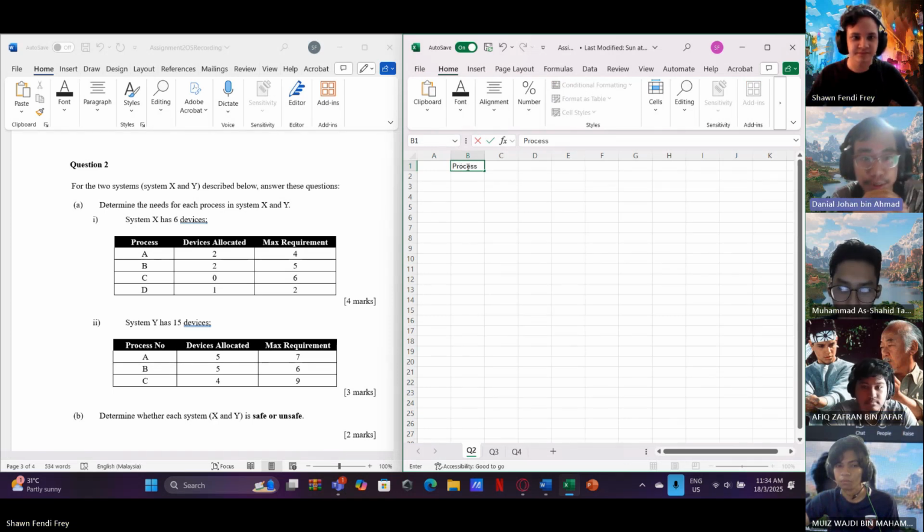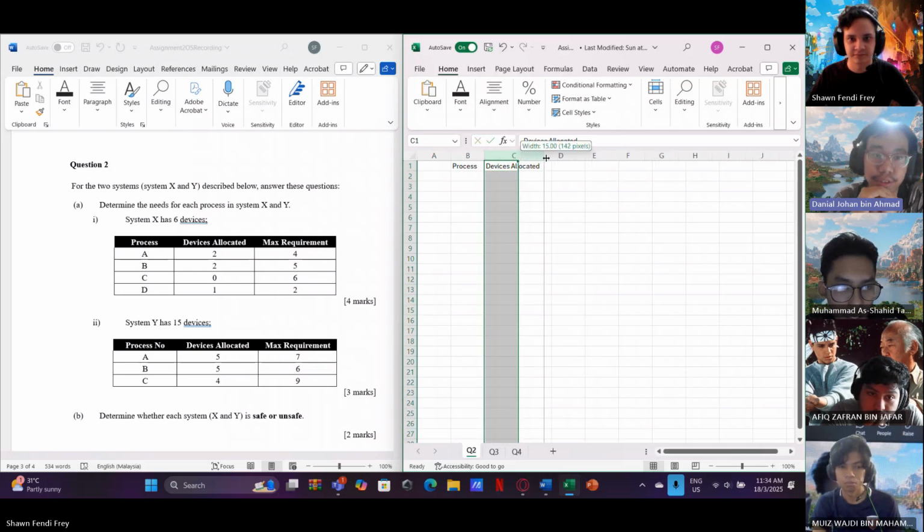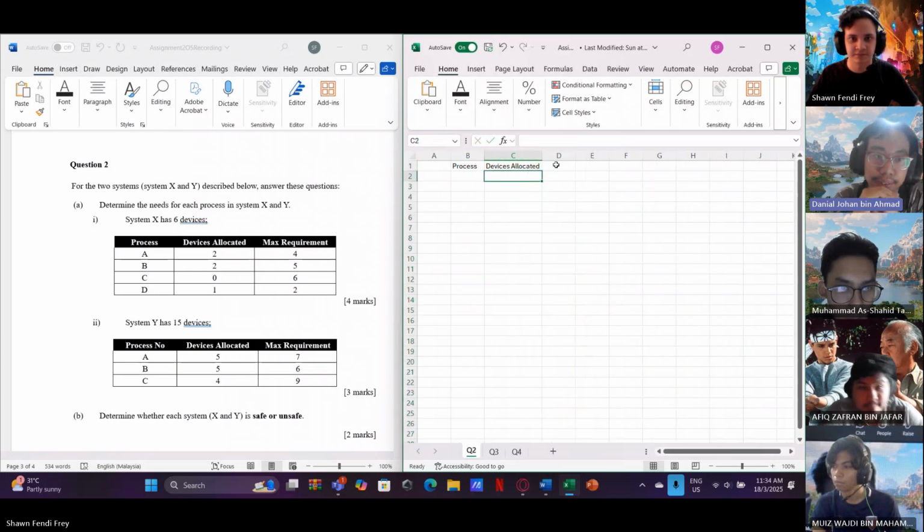For question 2, for the two systems, system X and Y, described below, answer these questions. A. Determine the needs for each process in system X and Y.